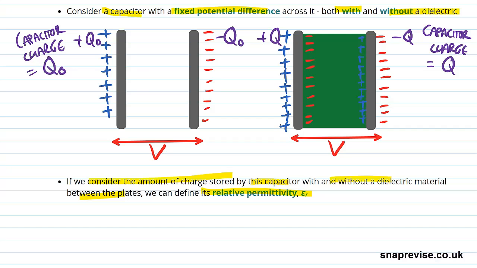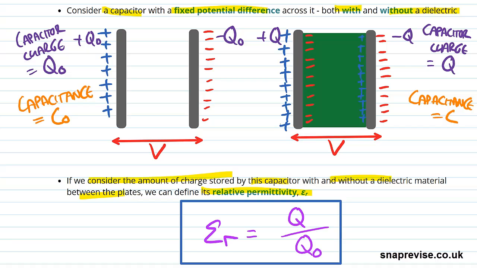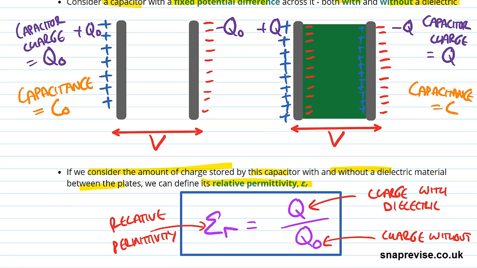I'm going to say the capacitance of this one is going to be C0, and the capacitance of this one is going to be C. And we'll need that in a moment. So we're going to define its relative permittivity as being the ratio of the charge stored with the dielectric to the charge stored without the dielectric. So we can write that as epsilon little r equals Q over Q0. So just labeling that, that's the relative permittivity, charge with and charge without.